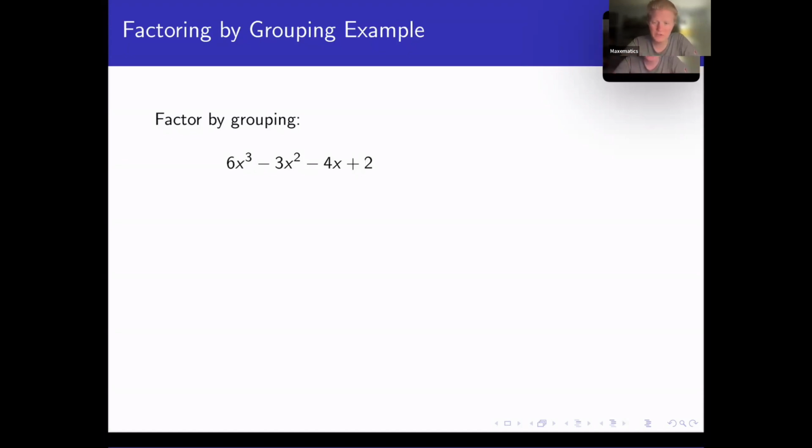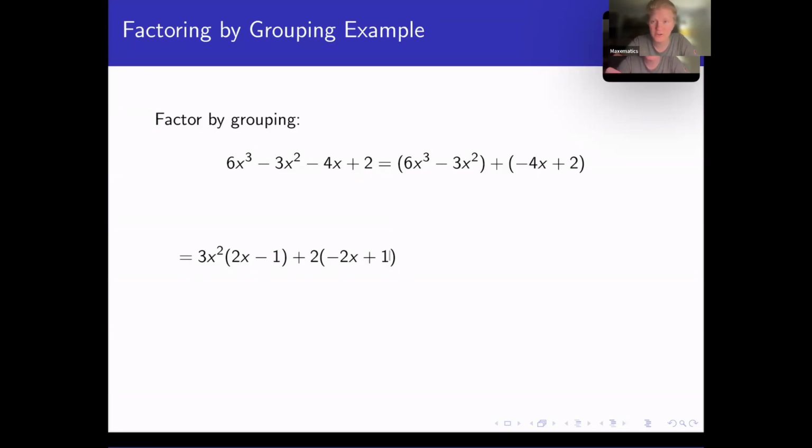Okay, so what we're going to do is split these terms in two. Let's split up 6x cubed minus 3x squared and negative 4x plus 2 into each separate half. And now what we're going to do is factor each separate part using a GCF. So 6x cubed minus 3x squared, we can take out 3x squared. Negative 4x plus 2, we can take out a 2, and we're left with 3x squared times 2x minus 1 plus 2 times negative 2x plus 1.